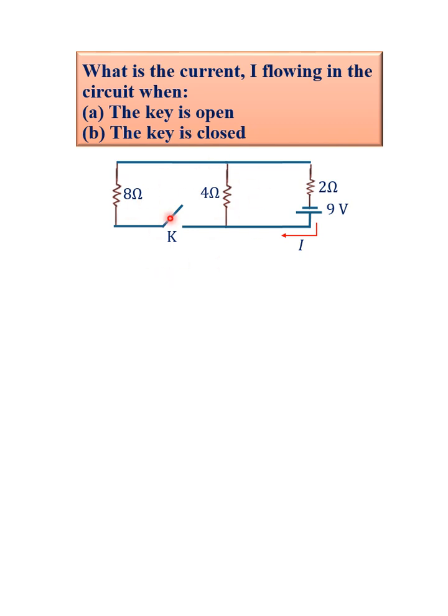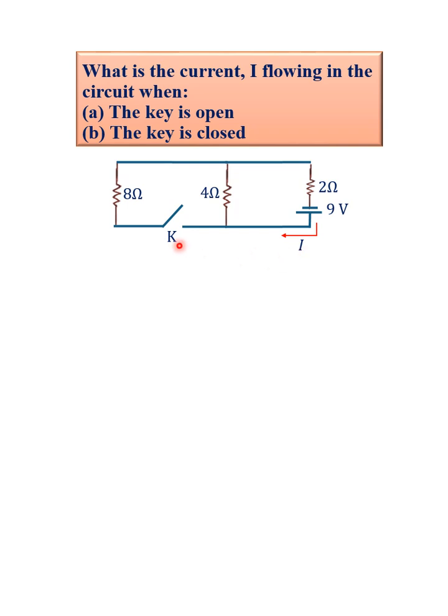When you see circuit problems like this, they are usually not as difficult as it appears. Let us go through this one and see what it is. It says, what is the current I flowing in the circuit when A, the key is open, B, the key is closed? In this circuit, there is a current I flowing through, and our target is to find the current I.